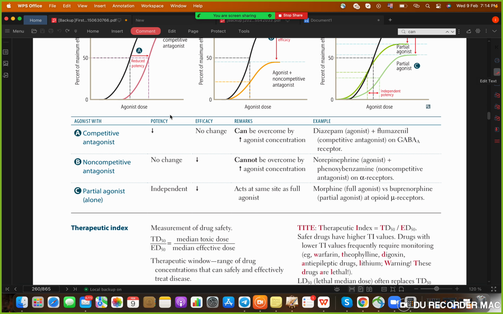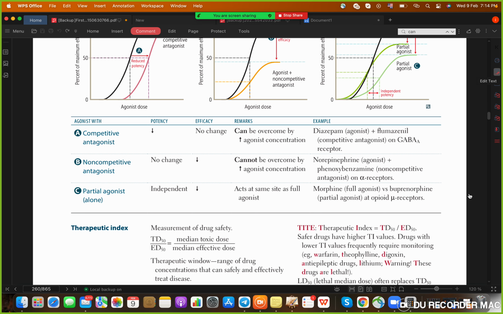So potency is independent because of what I said, and it acts at the same site as a full agonist. It leads to a decrease in efficacy because it's partial, so it will not reach the same Vmax. If the Vmax was normally here, a partial agonist will reach something like this. So morphine, a full agonist, versus buprenorphine, a partial agonist at the opioid mu receptor.